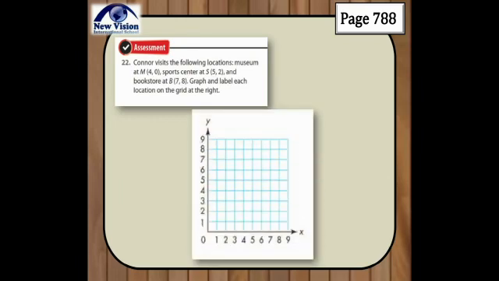So here's our grid. So let's plot or graph point M, which is 4, 0. So here's 4, 0, so point M. Next point S, 5, 2. And last point is point B, which is 7, 8. Point B.